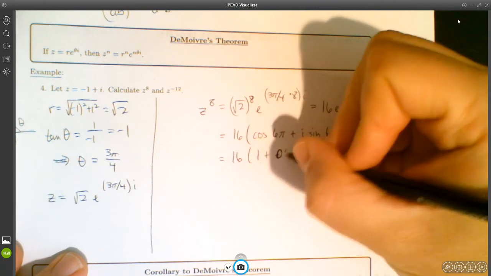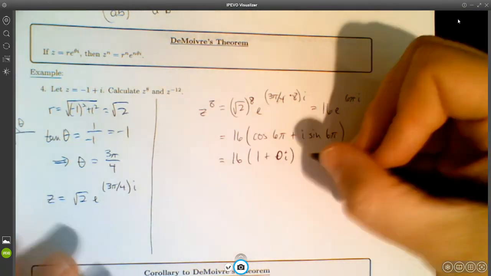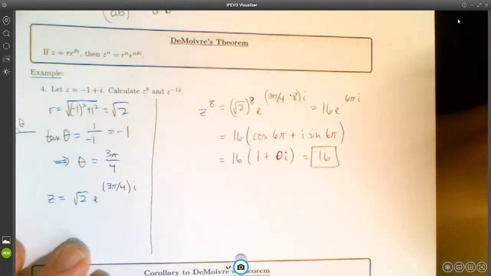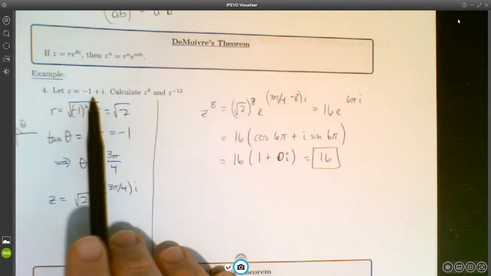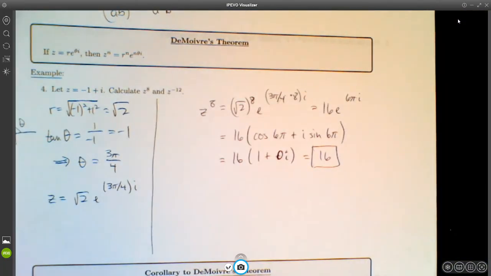So this would be 1 plus 0i. 16 times 1 plus 0i, or in other words, just 16. Look at that. So you start with this complex number, -1 plus i, you raise it to the 8th power, and you should just get 16. That's kind of interesting.